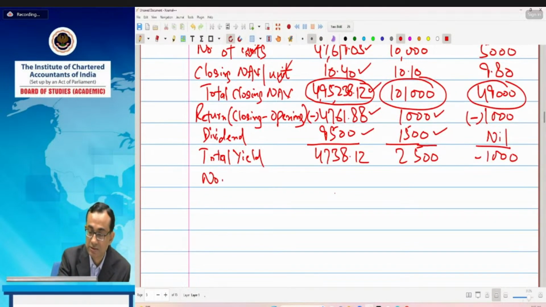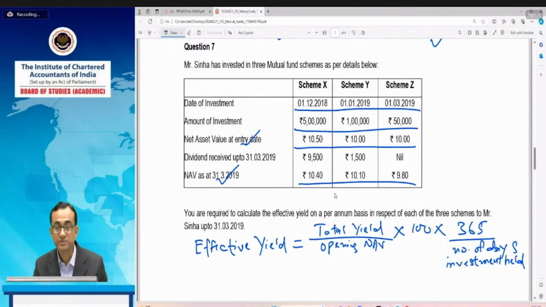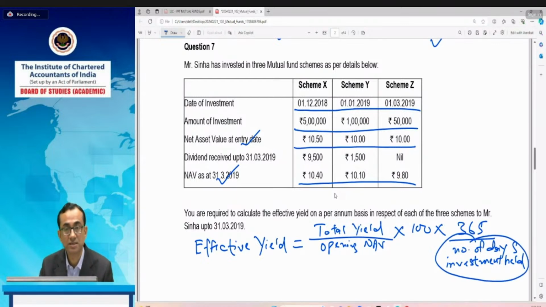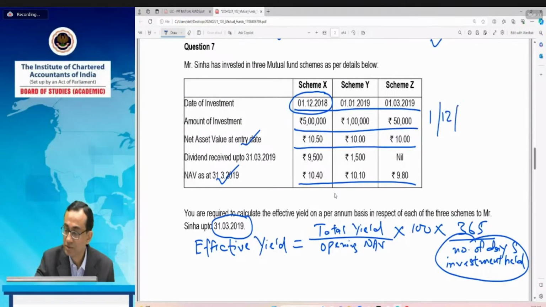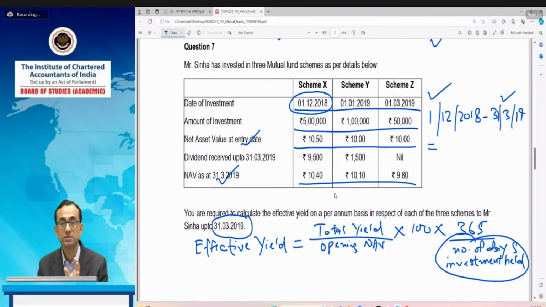Now, what is the number of days? Number of days, let us calculate it, because we have to now calculate the effective yield. Effective yield is total yield upon NAV into 365 upon number of days investment held. So this is an important figure. This number of days up to which the investment is held in scheme X, scheme Y, and scheme Z. So let us calculate it. Date of investment, it is given 1/12/2018. And you have to calculate the yield up to 31/3/2019. So what is the number of days from 1/12/2018 to 31/3/2019? Total number of days. Because investment was made on 1st of December 2018 and the units were held by Mr. Sinha in scheme X up to 31st of March. So you have to calculate the total effective yield of Mr. Sinha.